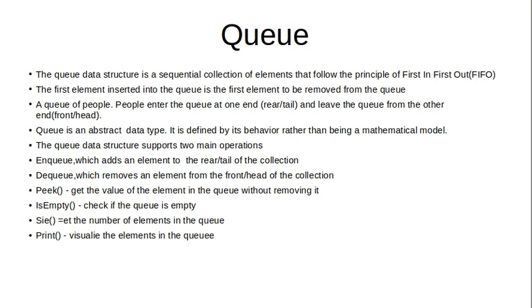For instance, the peek gets the value of the element in a queue without removing it. isEmpty checks if the queue is empty. Size gets the number of elements in the queue, while print visualizes the elements in the queue.